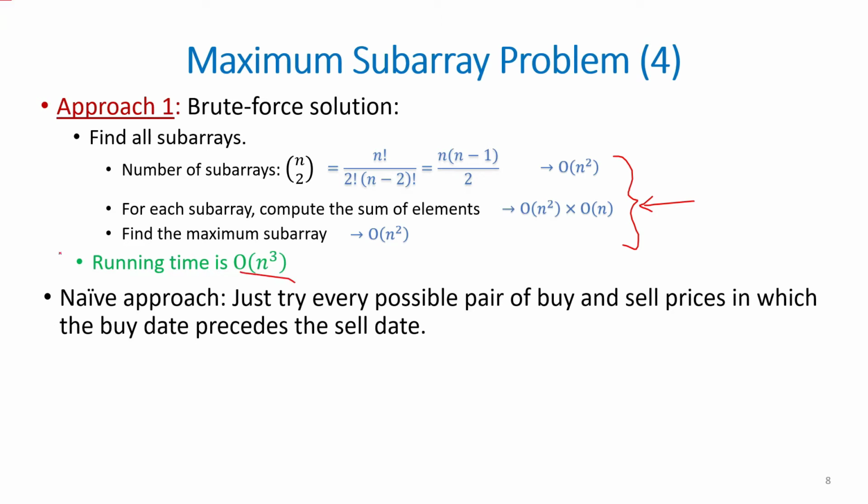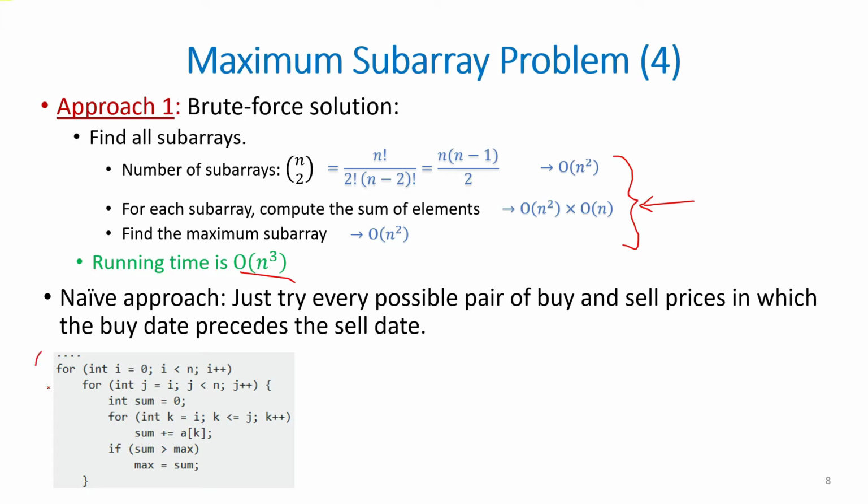Now, if we write the pseudocode for this approach, it would look something like this, where there are three nested for loops. The outer for loop actually specifies the buying price of the stock. Then the second for loop determines the selling price of the stock. And inside the second for loop, we have the third for loop, which actually sums up all the elements starting from the buying price to the selling price, and therefore gives us O(n) cubed.